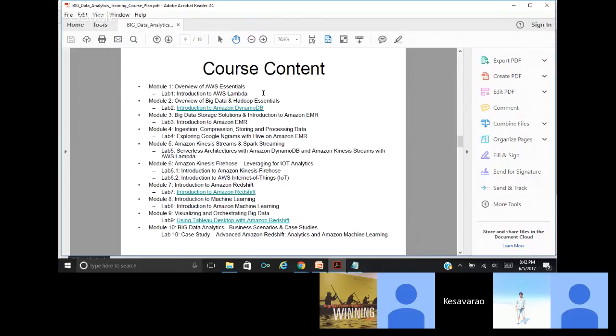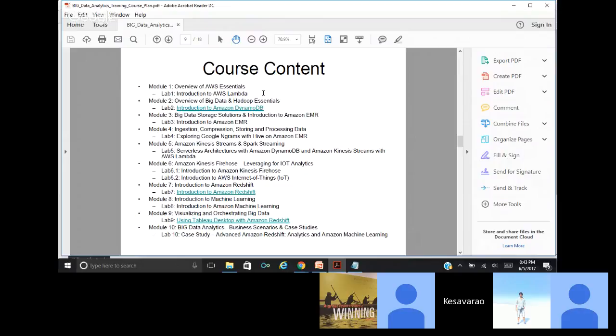One of the options is Amazon EMR, which we explored a little deeper to understand how ingestion, compression, storing and processing methods work. And then we extended our learning into Kinesis streams and Spark streaming, which is meant for real-time data processing and analytics, in addition to batch ingestion and all that.